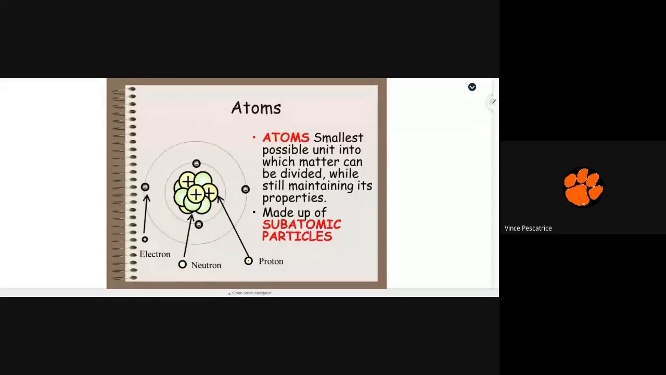And atoms are really tiny. If you were to draw a line from your shoulder to your fingertip, that's about 1 meter. In 1 meter, you could fit 10 billion atoms next to each other. Think about how much a billion is. 10 billion atoms would fit on a line from your shoulder to the tip of your finger. That's a lot. So atoms are really small.